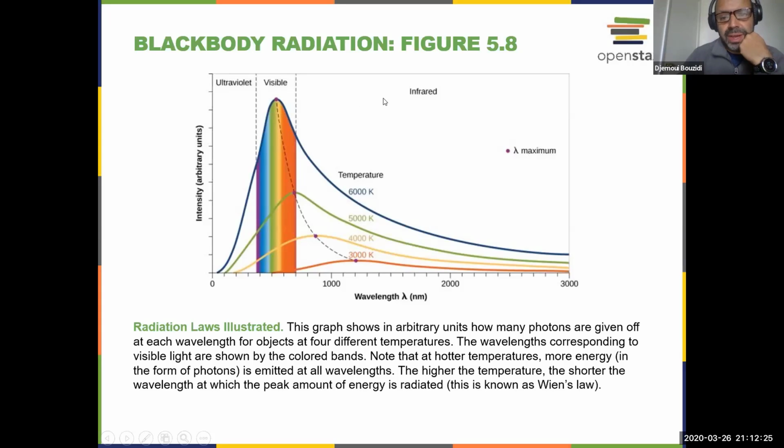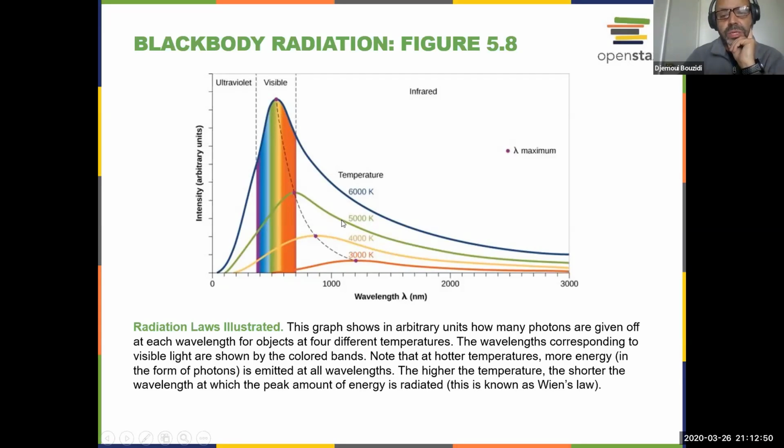And then also we have the infrared region in here, which has a much longer wavelength, and here the unit on the x-axis is nanometers. So when you see 3,000 nanometers, that's about 3 millionths of a meter. So it's still very short compared to our daily experience, but it's still the radiation in here.